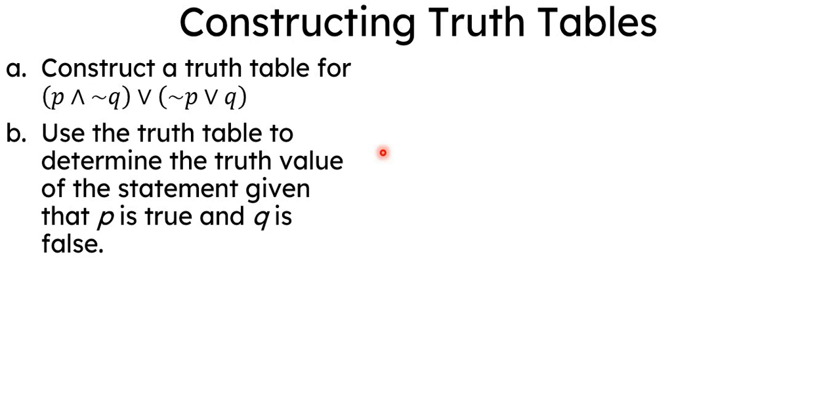Let's have another example of constructing our truth table. So we are asked to construct a truth table for this specific statement, P and not Q, or not P or Q. And we're asked again to use that truth table to determine the truth value of this statement, given that P is true and Q is false.